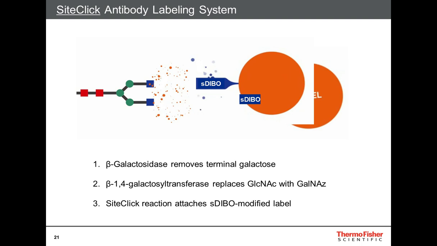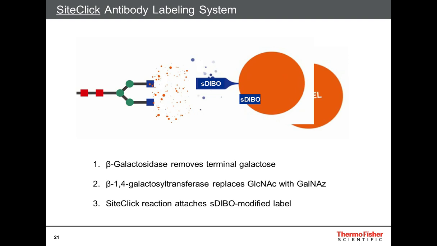If we look in more detail at this branched carbohydrate domain on each heavy chain, the SiteClick antibody labeling system provides one enzyme, a specially engineered beta-galactosidase variant that we've developed to specifically remove the terminal galactose from this branched carbohydrate. And we proceed with a second enzyme, again, specially engineered beta-galactosyl transferase, which replaces our N-acetyl-galactose with a synthetic sugar containing an azide tag.